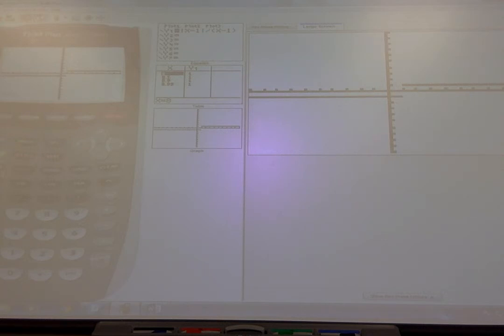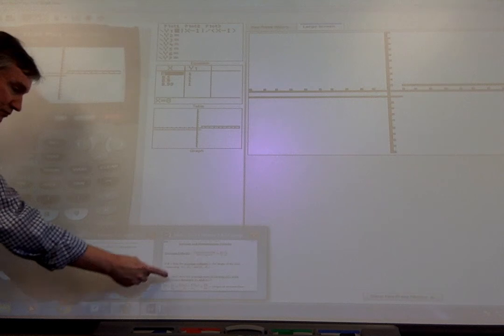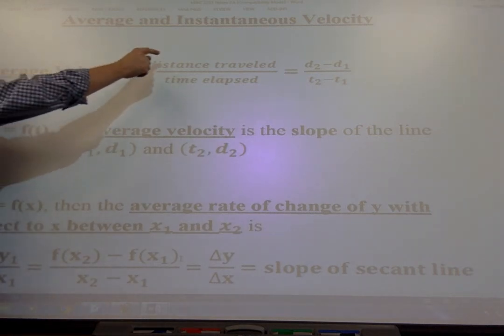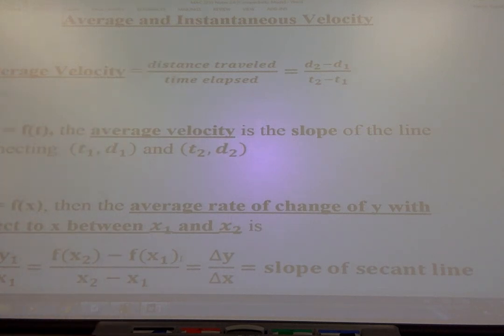Before we take our quiz, I'm going to show you how easy that little bit of notes we have to do Wednesday is going to be to finish up. Here's what we're going to define on Wednesday. Average and instantaneous velocity and rate of change. You know that average velocity, average speed that you go is what? The distance over the time, isn't it?